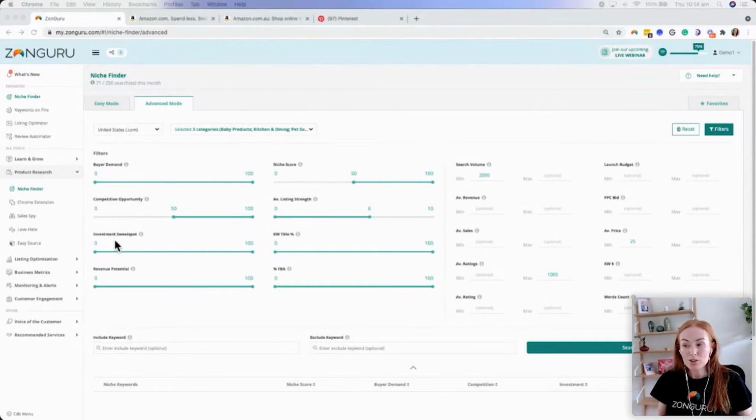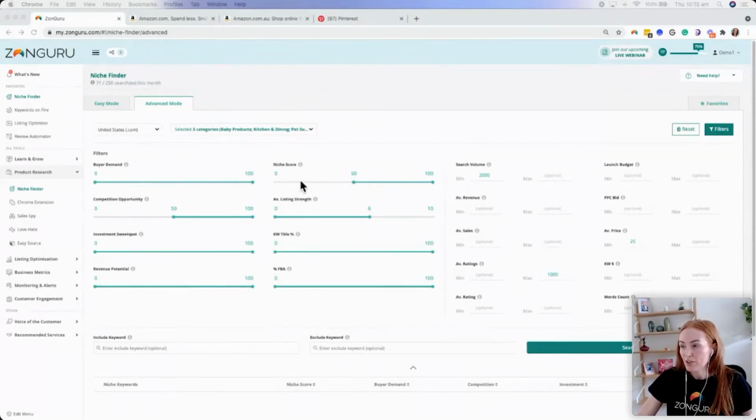Not everyone wants to do that. This is really subjective. And it's based on an investment of $10,000 to $15,000. And of course, that could be way under or way over someone's investment budget. So you can definitely adjust this to suit. And there's also a launch budget over here where you can really get into the granular detail, but I'll get to that in a second. And then we've got revenue potential. So this is the estimated profit that the niche provides for the price point and the sales velocity that it's doing on average.